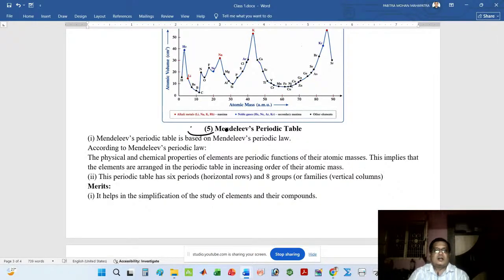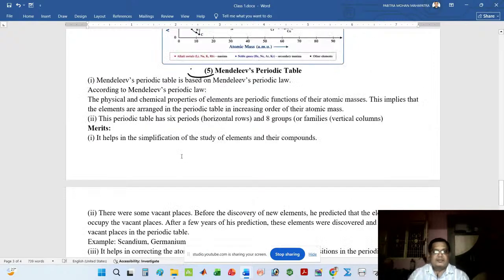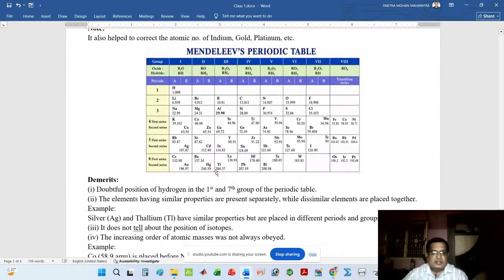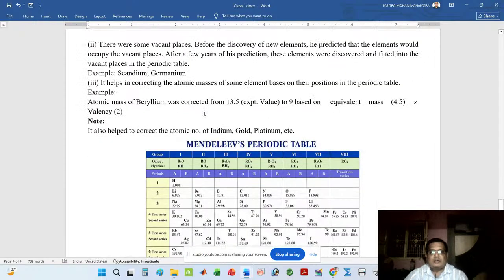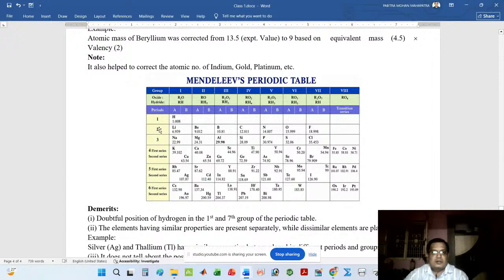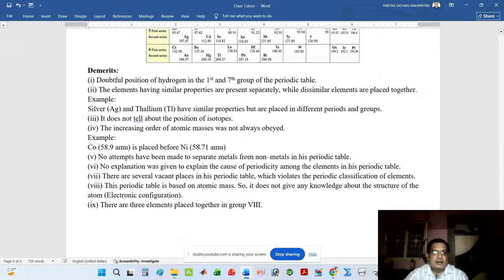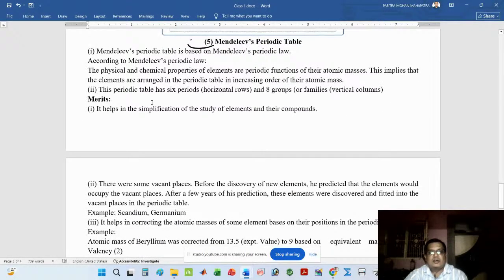It is also an important periodic table. In this periodic table, generally the table has six periods and eight columns. They are generally called periods and groups. The six periods are given here in the picture. Next, eight columns are present. They are represented as I, II, III, IV, V, VI, VII, VIII. Next, I covered the demerits. I also covered the merits of the Mendeleev periodic table.